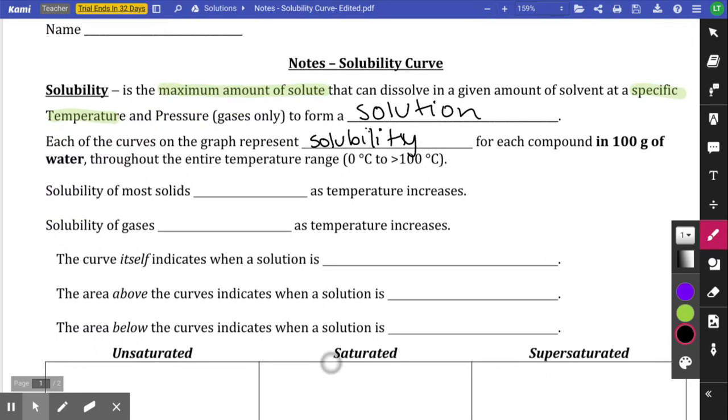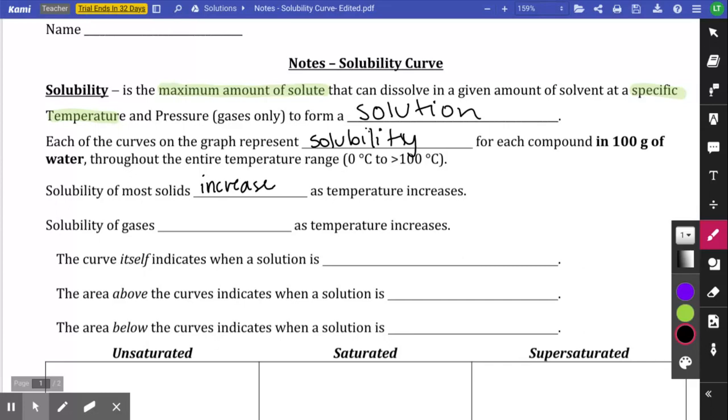So solubility of most solids is going to increase as temperature increases. The higher the temperature, the more solids dissolve. I always think of hot chocolate. If I'm making hot chocolate and I heat up my water, it's so much easier to dissolve my hot chocolate powder than it is when I use room temperature water. So solubility of solids increases as temperature increases. It's easier to dissolve. We're from the South, so if you make sweet tea, you also probably know that it's a lot easier to dissolve the sugar when the tea is hot versus when it's cold.